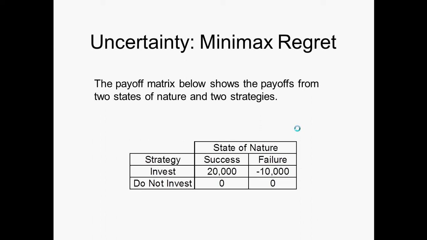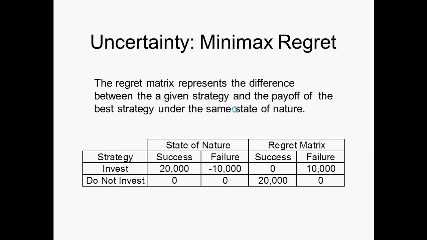Another possibility is called minimax regret. It's kind of subtle, but here what you do is you construct a regret matrix. So this is the maximum that you can lose by having chosen what you do choose relative to something else. In this case, the payoffs are the same as before. In the regret matrix here, 20,000 is your regret, so you didn't invest, but it would have been successful. So 20,000 is the gap there.